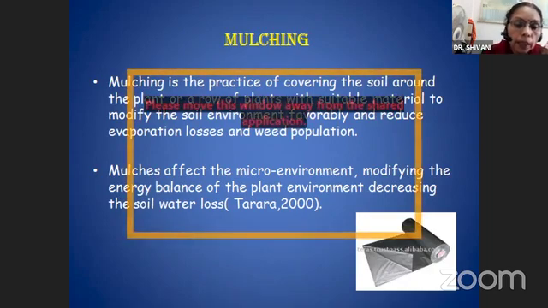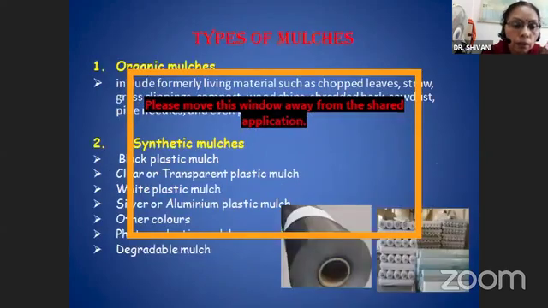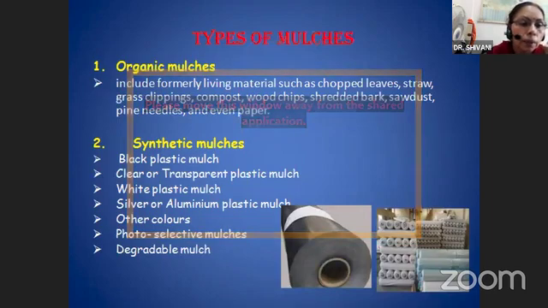Then mulches affect the microenvironment also, and thus they modify the energy balance of the plant environment and decrease the soil water loss. Thus, we can say that mulching affects the temperature as well as the water part of the soil. Now there are two types of mulches, organic mulches and synthetic mulches.